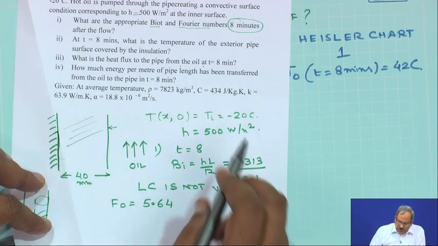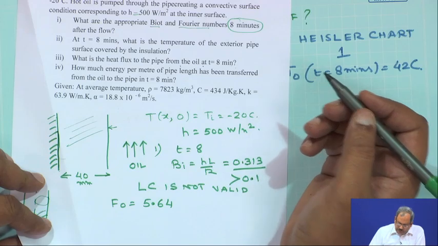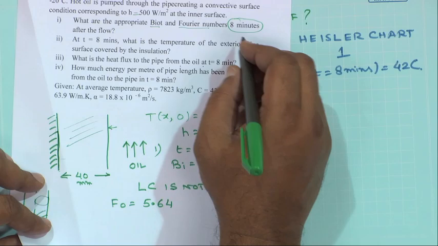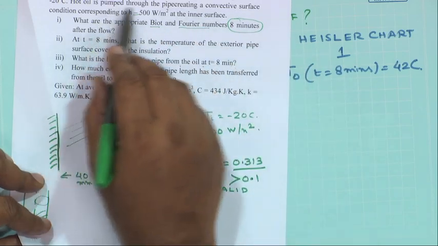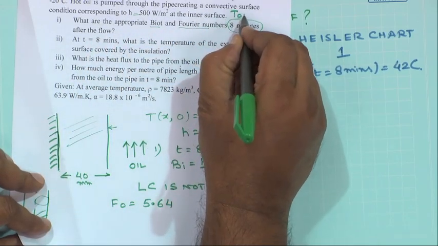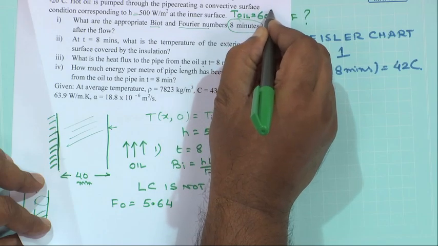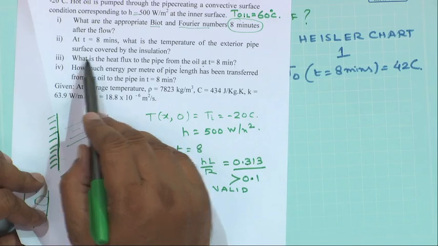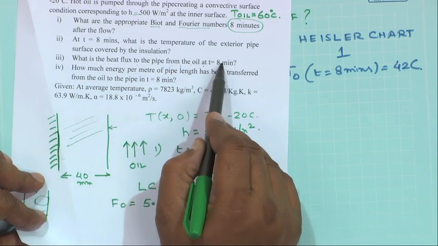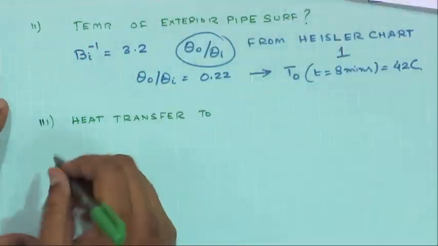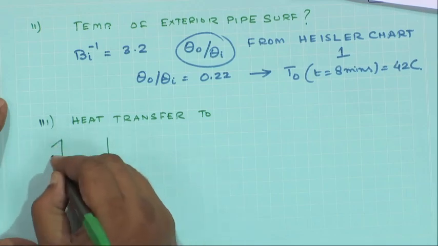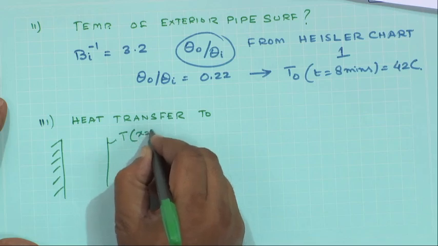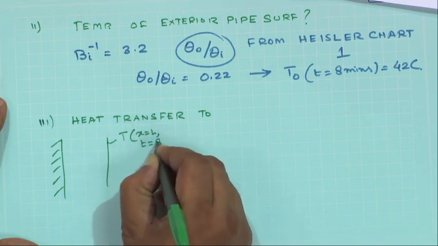The temperature of the hot oil, which I think is not mentioned over here, is 60 degree centigrade. So, when it asks what is the heat flux to the pipe from the oil at 8 minutes, I am essentially trying to find out the temperature at x equals L and t equals 8 minutes.